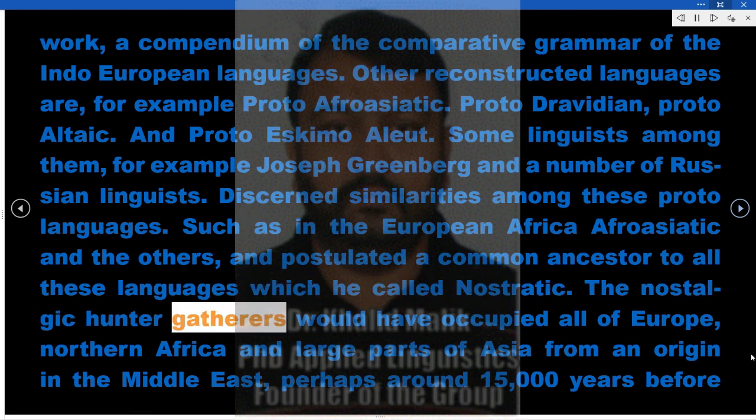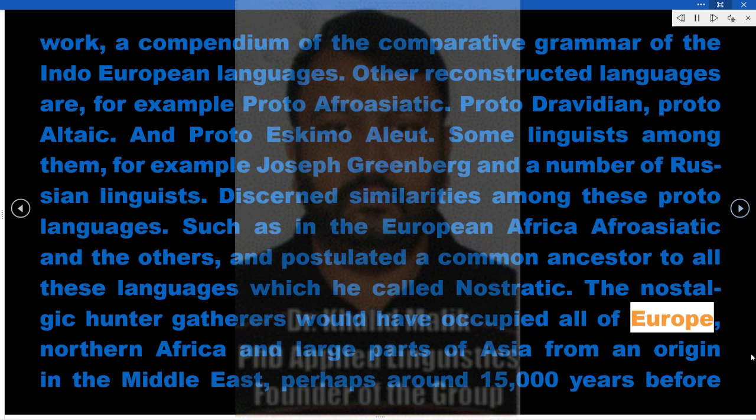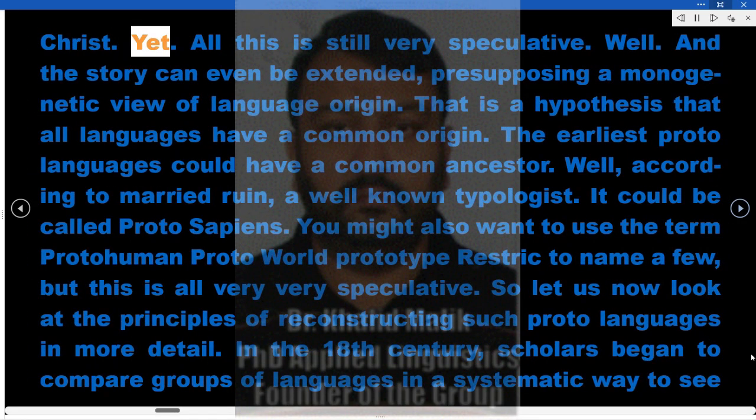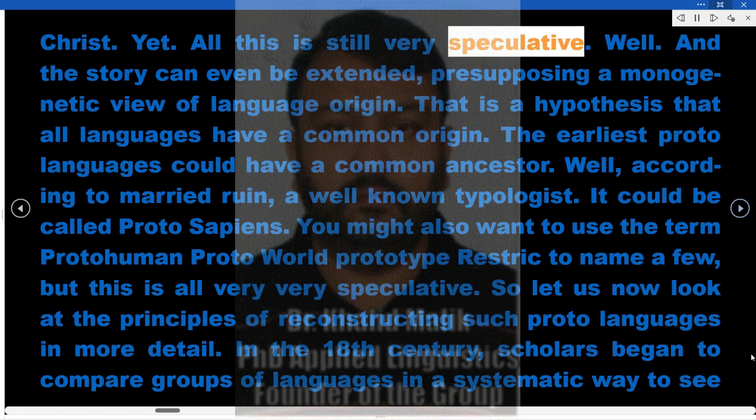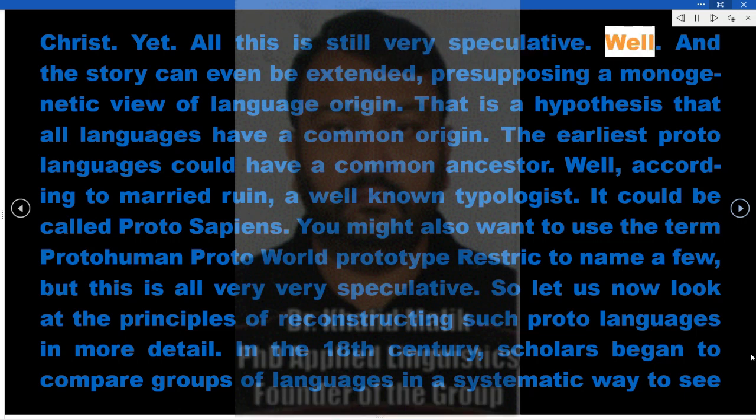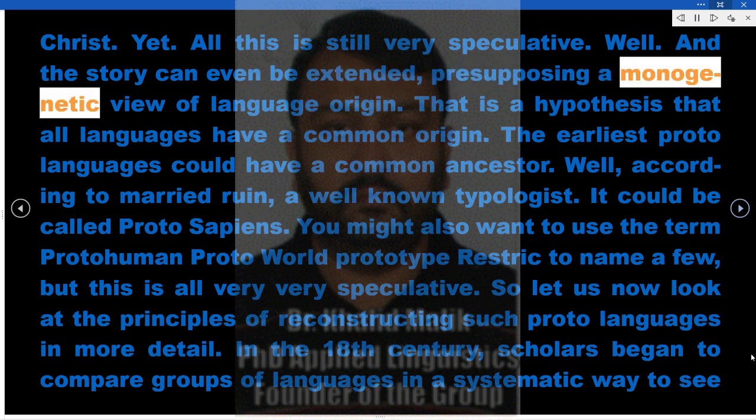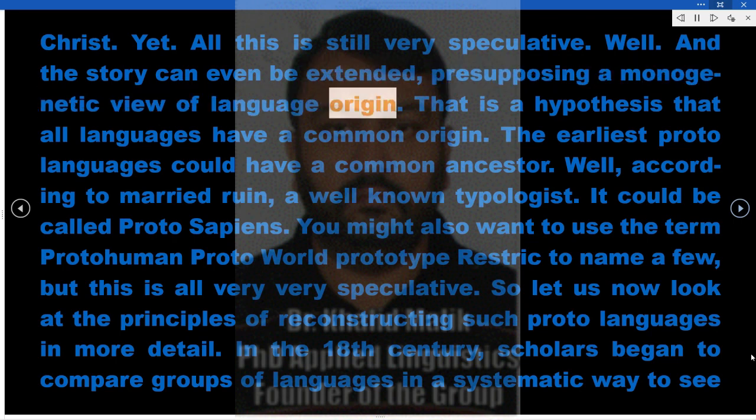The Nostratic hunter-gatherers would have occupied all of Europe, northern Africa, and large parts of Asia from an origin in the Middle East, perhaps around 15,000 years before Christ. Yet, all this is still very speculative. Well, the story can even be extended, presupposing a monogenetic view of language origin.